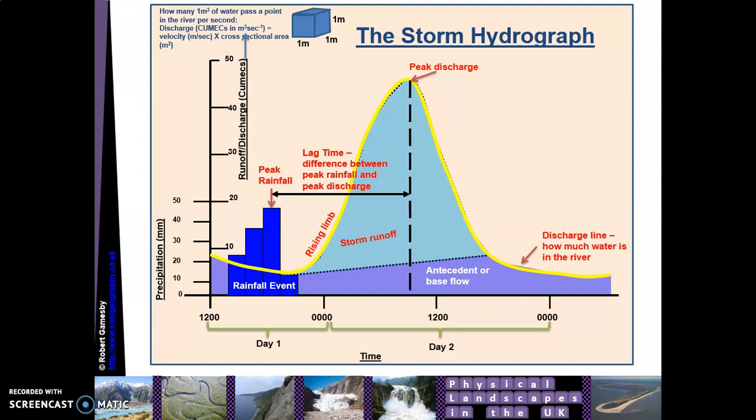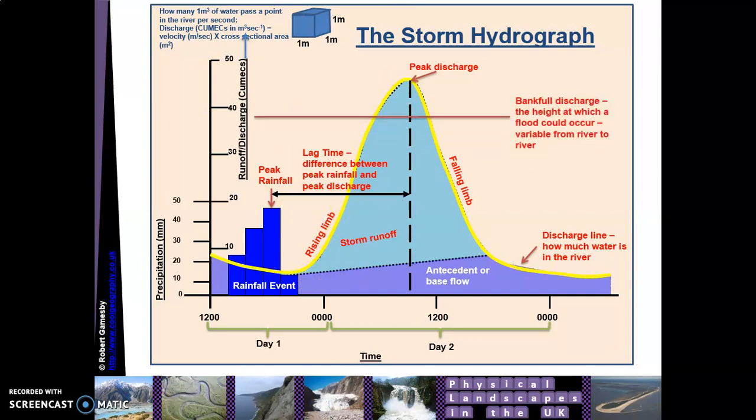You've also got something called the rising limb. The rising limb, obviously, is where the water is rising, and the falling limb is where the water is falling. You'll notice that the falling limb is a lot steeper than the rising limb, and that's because a river responds quite well to having lots of water in it. The more water it's got in it, the faster it will flow, and therefore the faster the water level will drop. But it does take a little bit of time for the water getting into the river to actually get into the river.